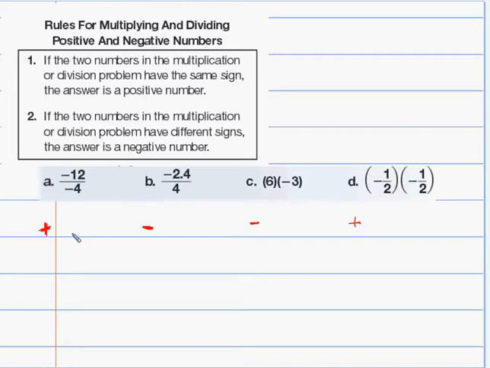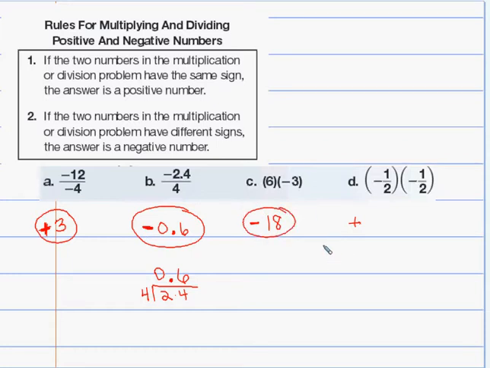So now we can just ignore the signs because we already took care of that. What is 12 divided by 4? Well, it's 3. So negative 12 divided by negative 4 is positive 3. This one you might need to work out. Take 4 and put that into 2.4, and that's going to give us 0.6. Opposite signs, remember, negative answer. 6 times 3 in the example C is 18. Opposite signs, so negative answer.